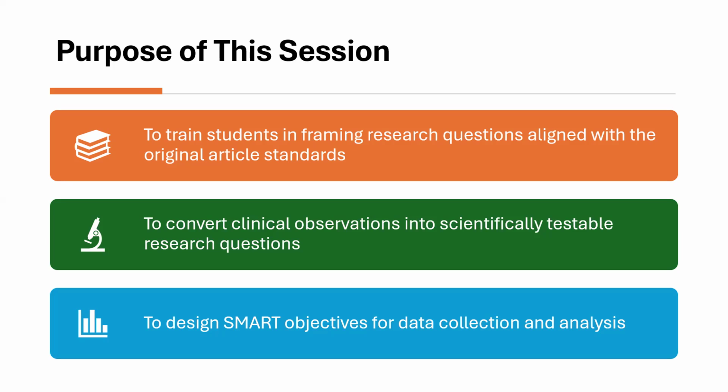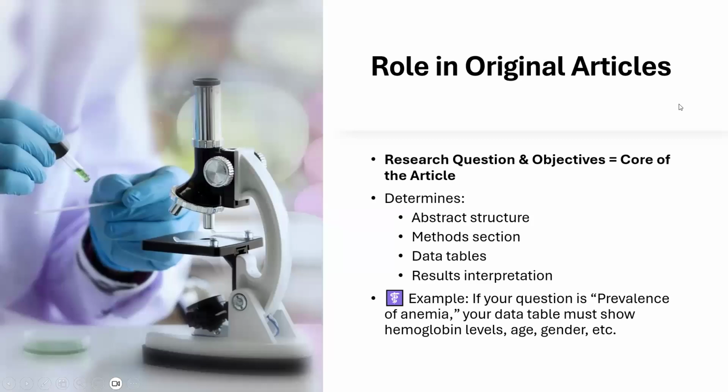so those things can be used for research questions, and also to design the SMART objective for data collection and analysis, that is, how you will design the SMART objective. So, what is the role of research question in an original article?